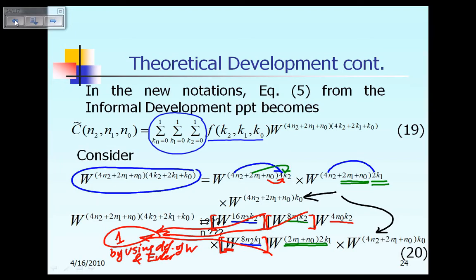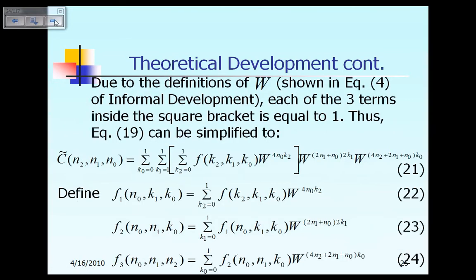So after you simplify equation 20, because the square bracket is equal to 1, what you can see in equation 21 is the same thing. You have 3 summation signs, like I told you, corresponding to the index k0, k1, and k2. And then you have a function f, and then multiply with w raised to a certain power, like I told you. All right.